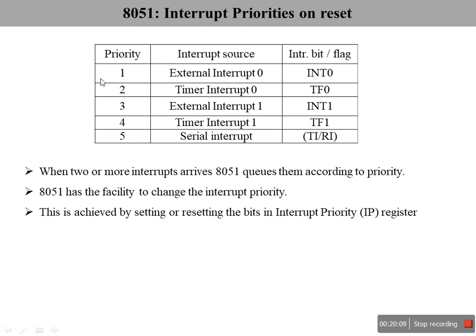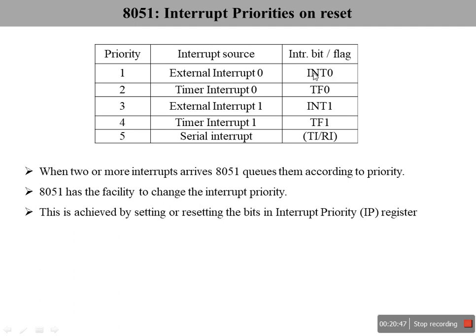The next priority is timer 0, the third is INT1, the fourth is timer 1, and the last priority is the serial interrupt. When two or more interrupts arrive, the 8051 queues them according to priority. It doesn't refuse to service them, but depending upon the priority, for example if external INT0 and a timer interrupt arrive at the same time, the microcontroller keeps the two in a queue and immediately serves the higher priority interrupt.